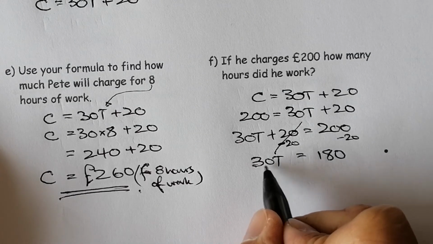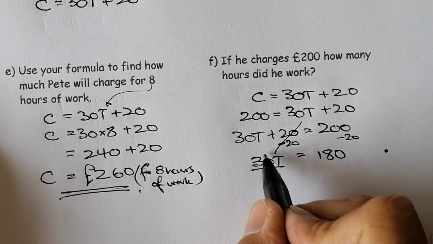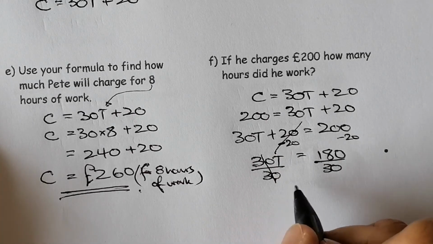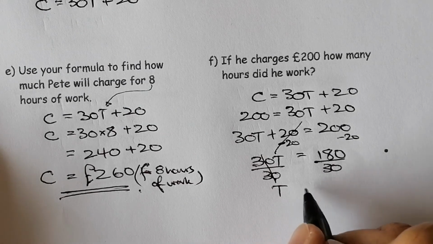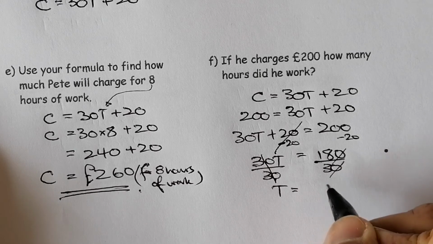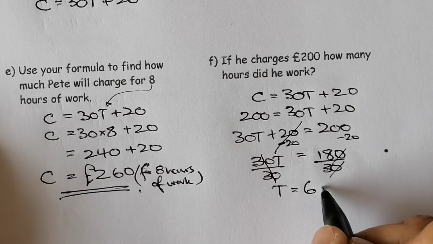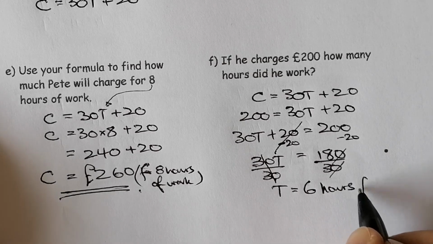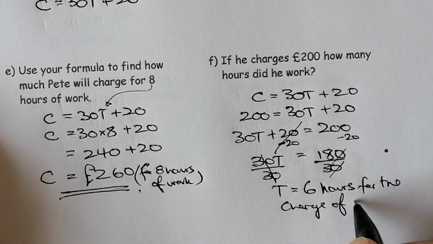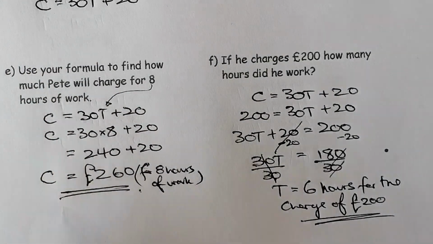I'm going to divide by 30 because I don't want 30t. If I divide by 30, 30 divided by 30 is 1, so they cancel out, and I'll divide the right hand side by 30 as well. Same on the left, same on the right. So t, the time that you must have worked for: if I divide top and bottom by 10, that takes the zeros away, and 3 into 18 gives me 6. So you must have worked for 6 hours for the charge of £200.